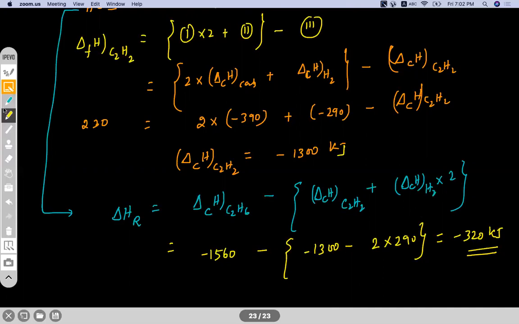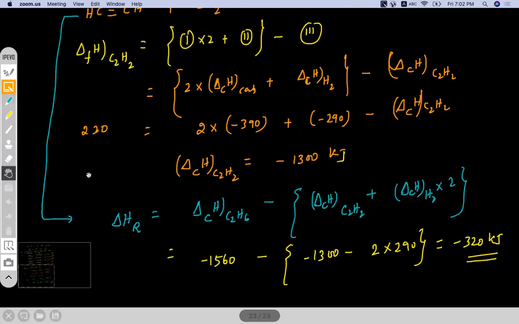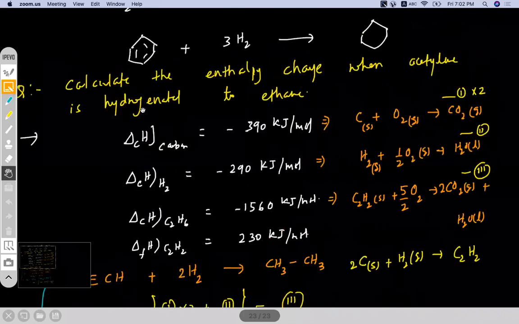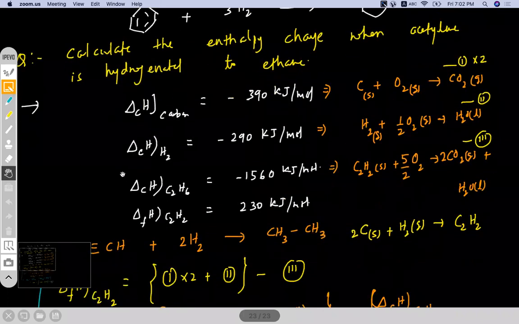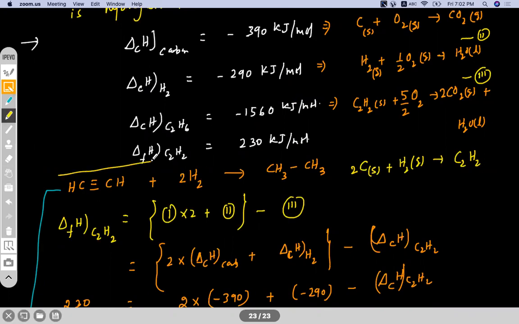Which equation are you talking about? The equation is not given. Just a second. You see, the question is what you see: calculate the enthalpy change when acetylene is hydrogenated to ethane. So acetylene is this, hydrogenated to ethane. For this reaction, you need to find out the enthalpy change. That's the question.